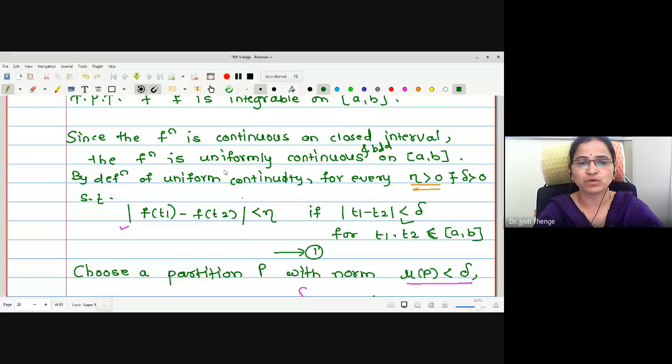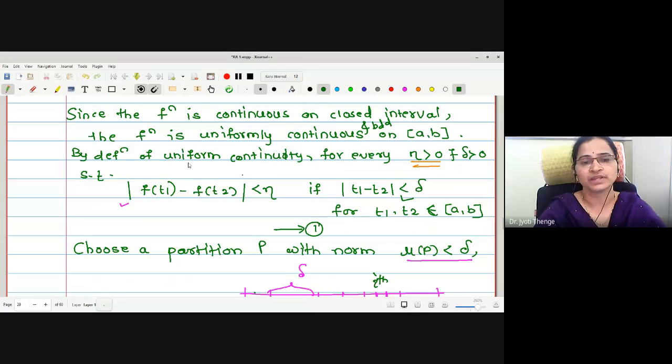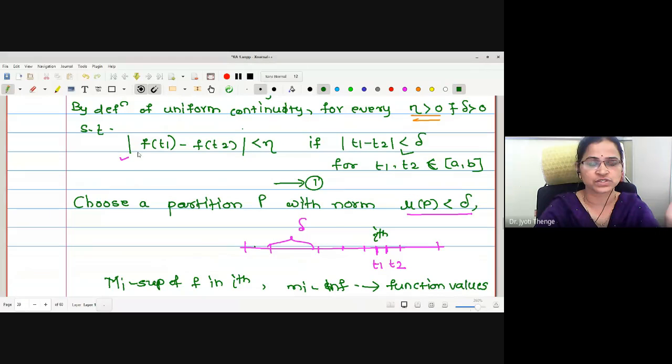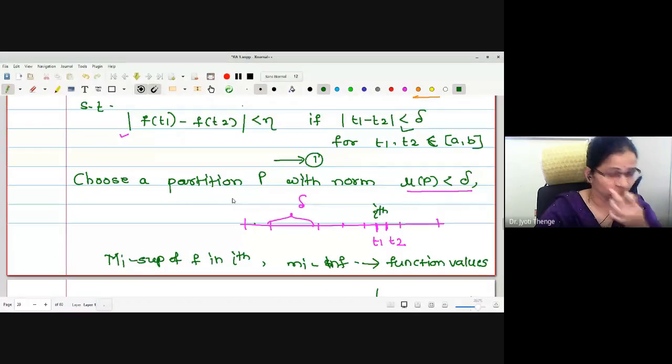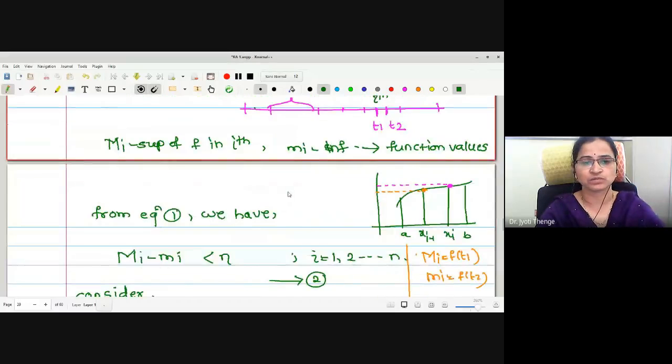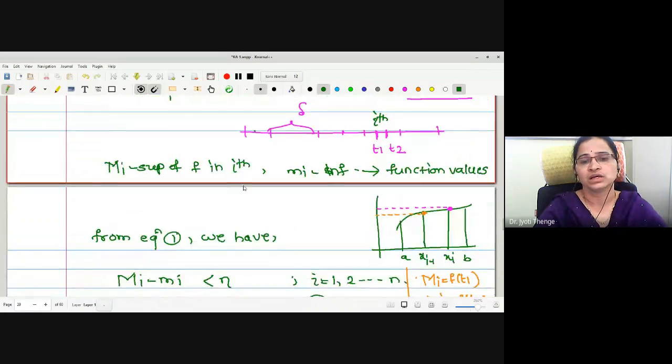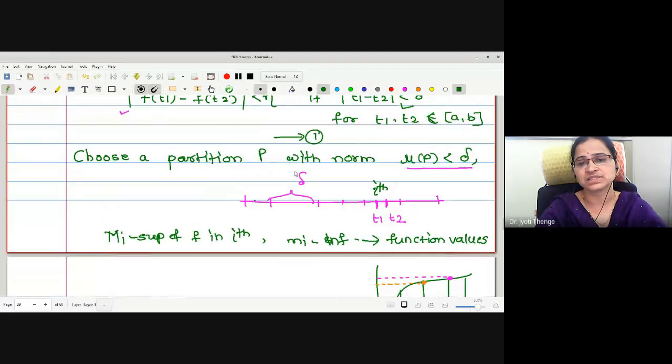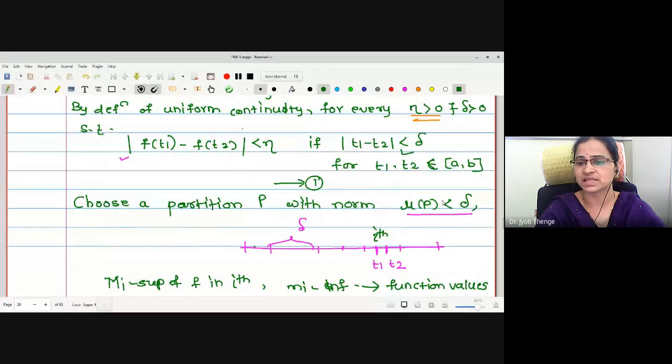Therefore, as it is bounded and uniformly continuous, by the definition of uniform continuity, we have written: for a small positive number eta greater than 0, there exists delta greater than 0, such that |f(t1) minus f(t2)| is less than eta for |t1 minus t2| less than delta. We have denoted this by equation number 1, and the partition P is selected in such a way that the norm is less than delta.